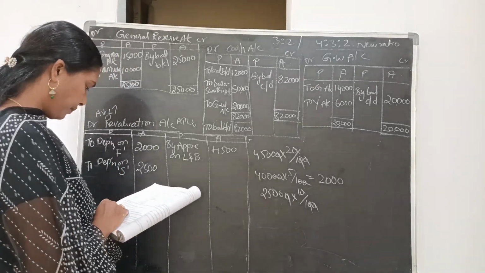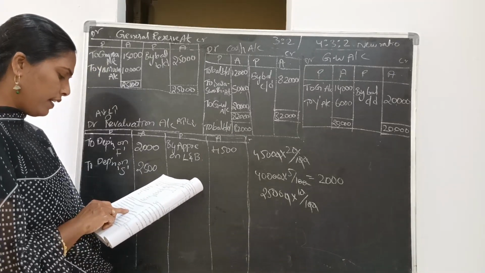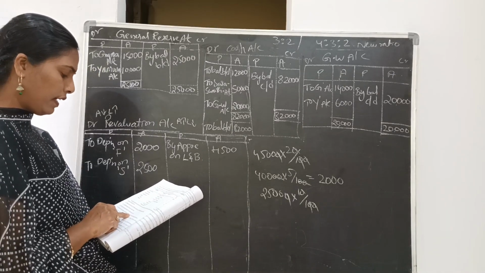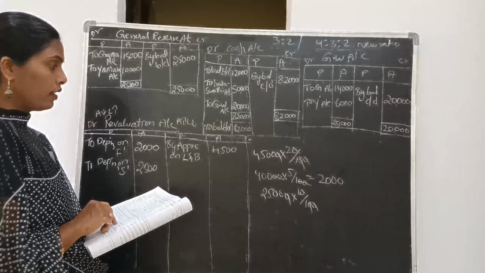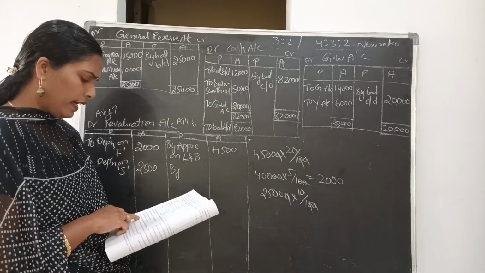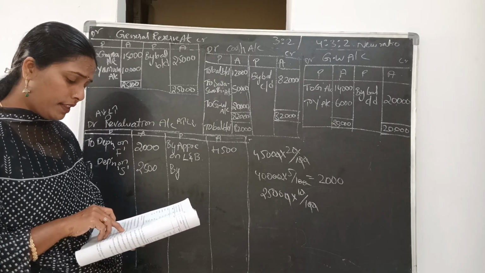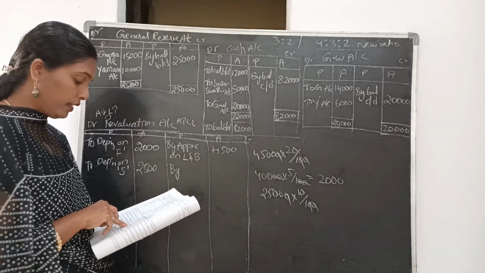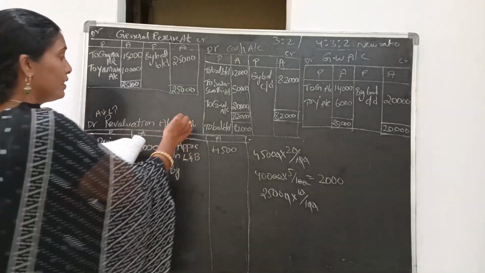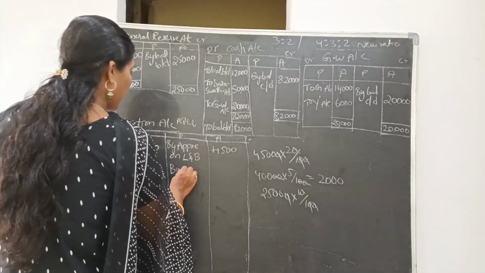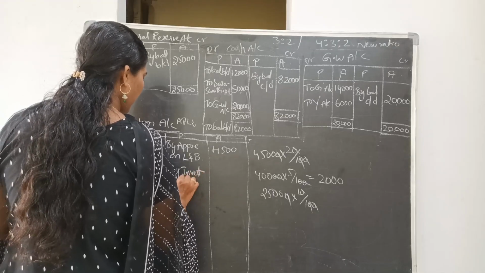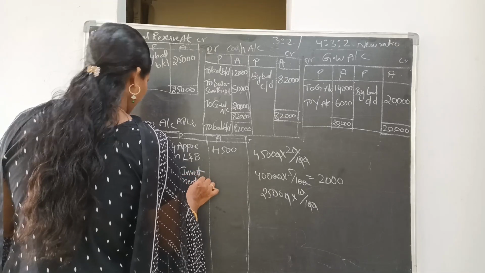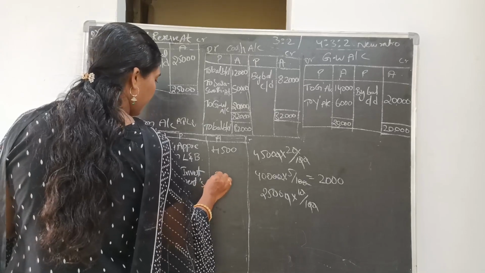So next there is an unrecorded investment. As I told you, unrecorded investment value is 3,000. So investment is an asset. Investments are not recorded in the books of accounts, so now we are going to record it. Means asset value is increasing. So by investments, value is 3,000.